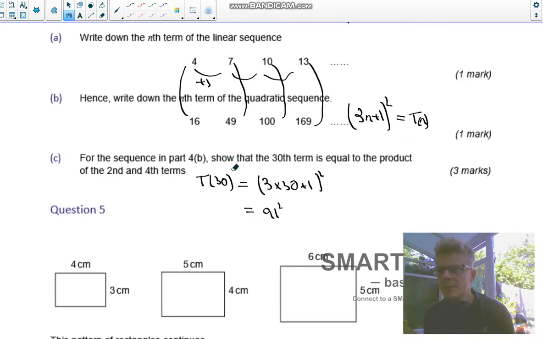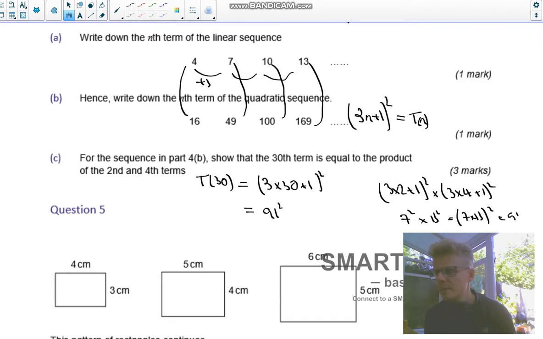And then the product of the second and fourth terms: the second term is going to be 3 times 2 plus 1 all squared, times the fourth term, which is going to be 3 times 4 plus 1 all squared. So that's 7 squared times 13 squared, which can be written as 7 times 13 all squared, and 7 times 13 is 91. So there we go, they're equal to the same thing.